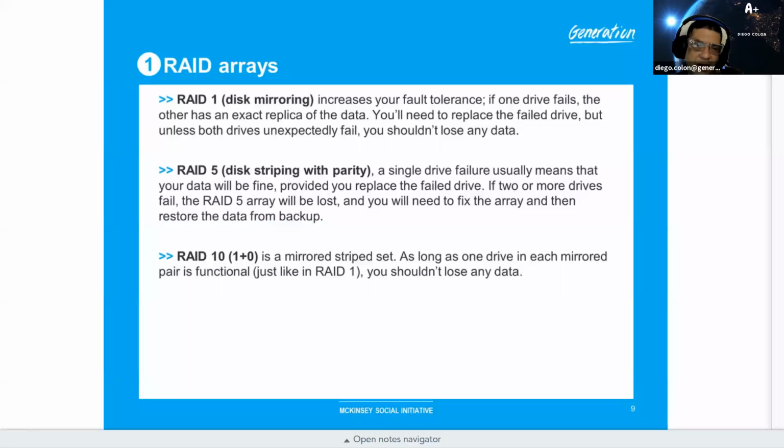That's right. So RAID 10, you have, as we said, the mirrored with the striping set, and then RAID 0 plus 1 is the striping with the mirror.